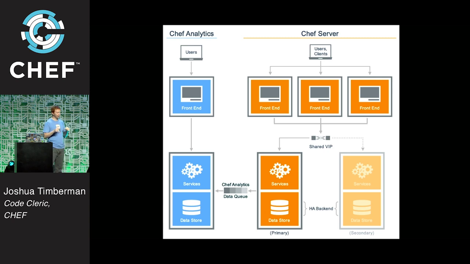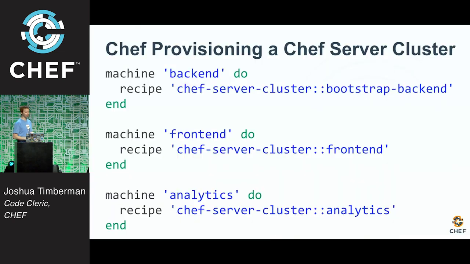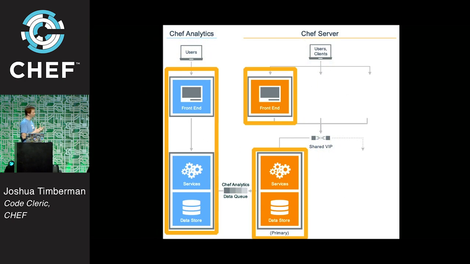Internally at Chef, we want to use our products because we think they're pretty cool, and we want to have Chef Analytics for our Chef Server. Chef Analytics is going to be a separate node. So if I look at this in a recipe, I've got a back end, a front end, and an analytics. I'm not doing the HA pair because there's more complexity there for demo purposes. To put it in a diagram, we have these three systems.